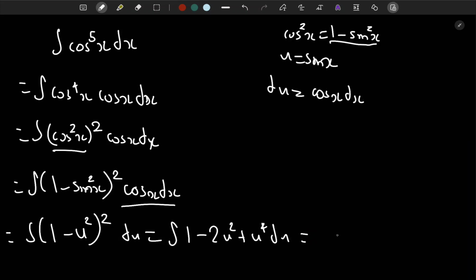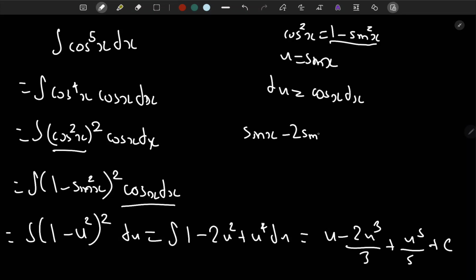And now we just integrate this. So we get u minus 2u cubed over 3 plus u to the power of 5 over 5 plus c, and now replace u with sine x. So it's going to be sine x minus 2 sine x squared. Oh, it's cubed, never mind. Over 3 plus sine to the power of 5 x over 5 plus c. This is the final answer.